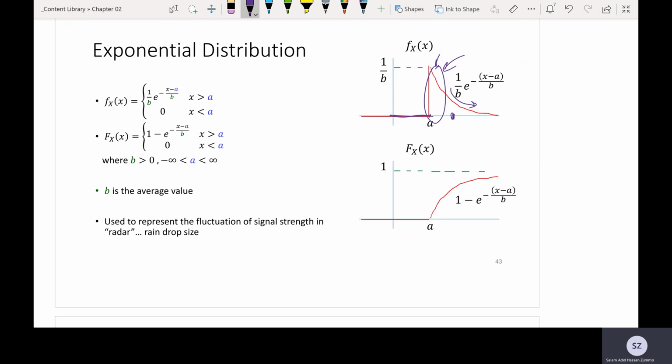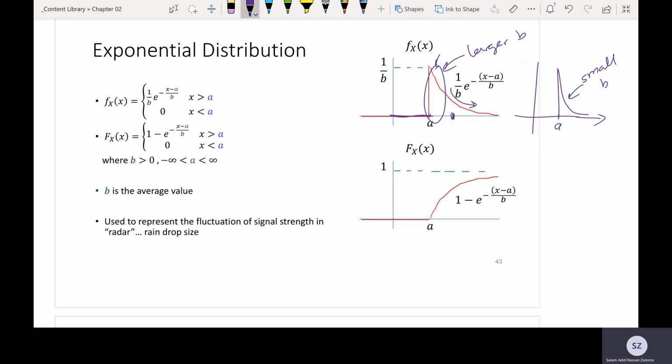So let's say this is for large A or large B, sorry. This is for large B. This would be for small b. This is for larger b. Larger. But we later on will say that it's the average of the signal, of the distribution.